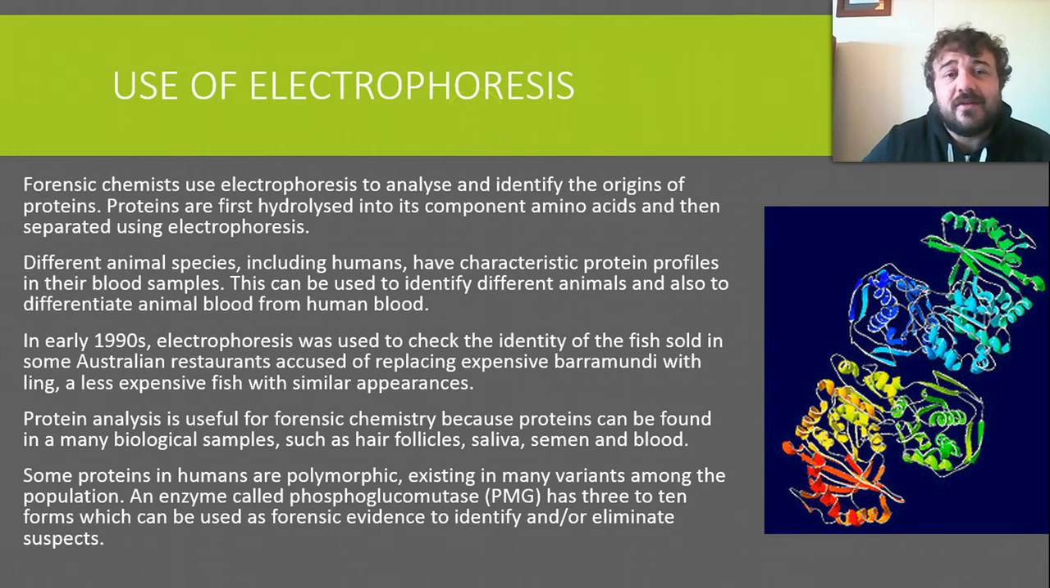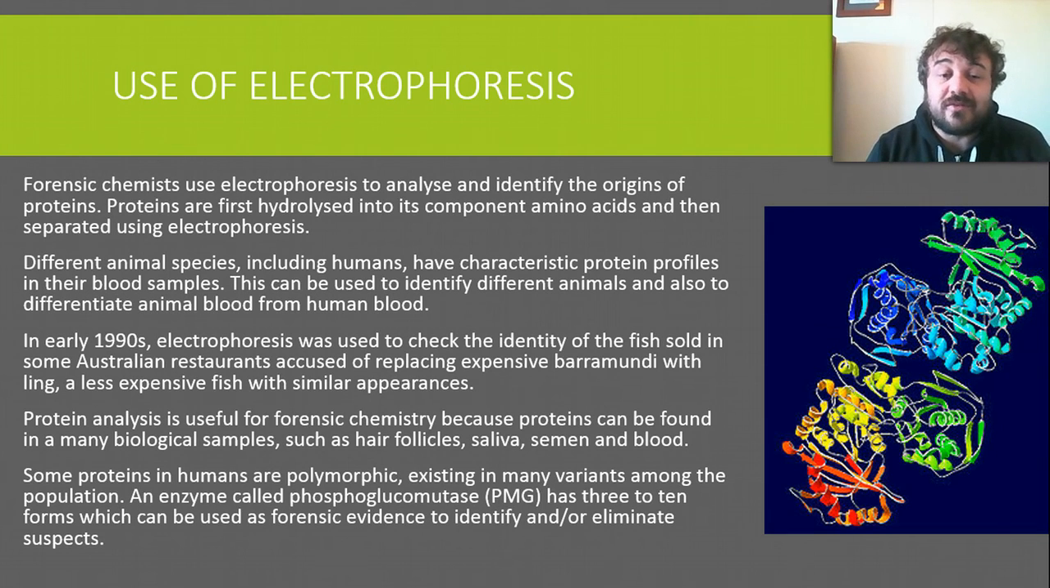So, use of electrophoresis in forensics. You can use it to identify the origin of proteins, okay? You separate it via electrophoresis. Electrophoresis is much more common than paper chromatography, but paper chromatography is a good starting point. Different animal species have different characteristic proteins in their blood samples, and so you can identify the types of blood. Now, this was done in Australia in the early 90s with fish.